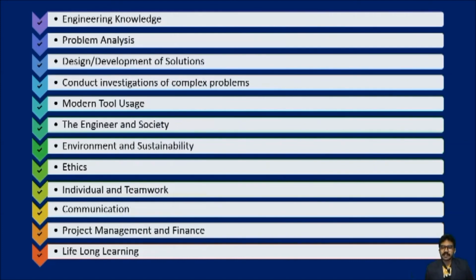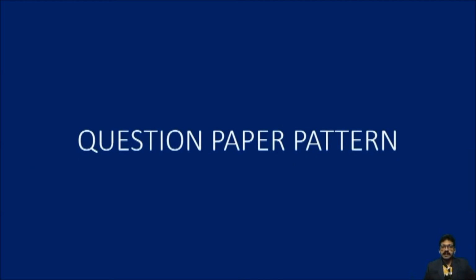Engineering knowledge, problem analysis, design and development of solutions, conduct investigation of complex problems, modern tool usage, engineer and society, environment and sustainability, ethics, individual and teamwork, communication, project management and finance, lifelong learning. These are the 12 graduate attributes, and this is the only one subject in engineering where all the 12 graduate attributes are mapped.